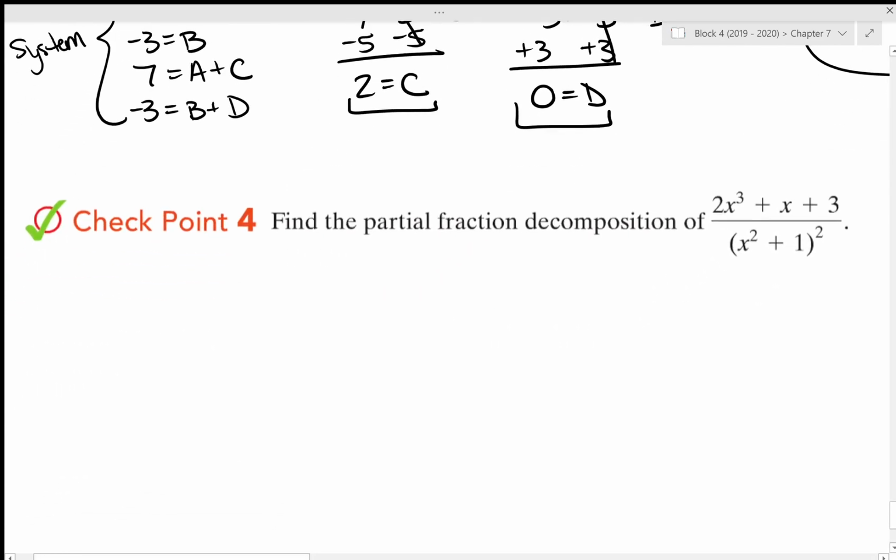Okay, so now that we wrote that down, I want you to try the last problem, checkpoint 4. Pause the video, do it on your own. You can do this, and then I'll go over it. Okay, so hopefully you did it. Now let's do this problem.